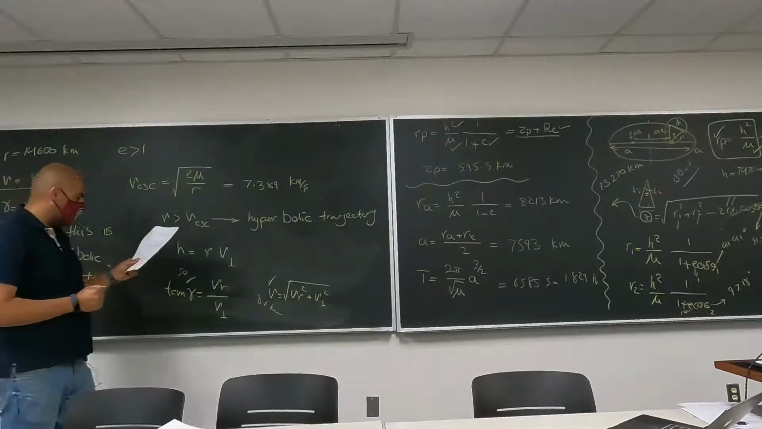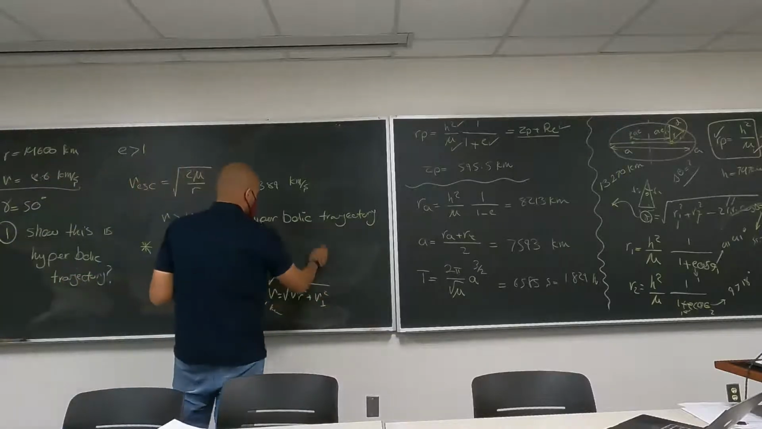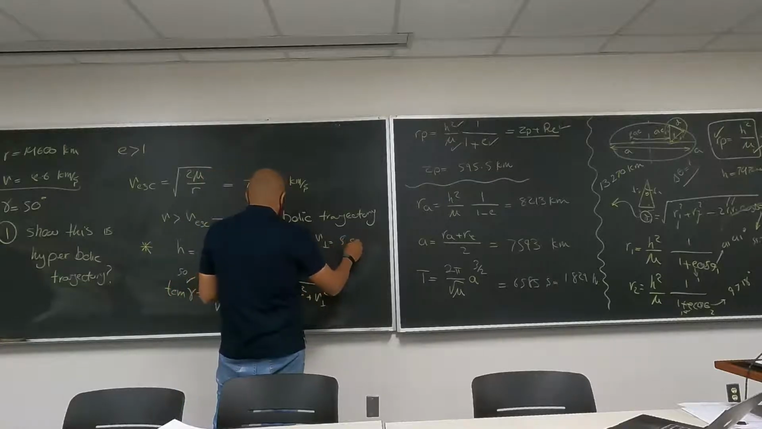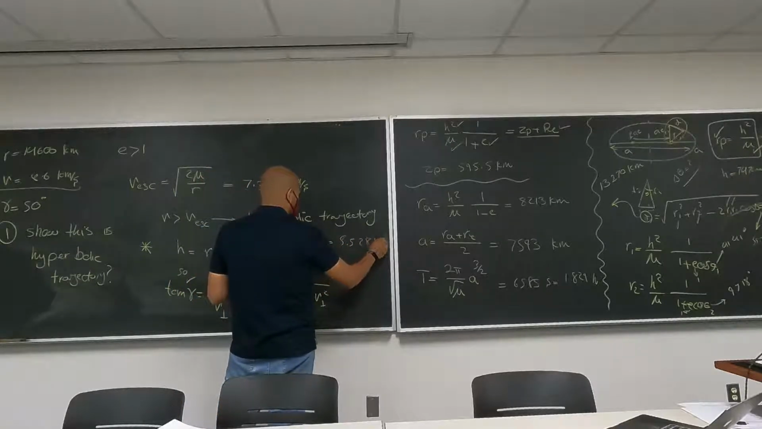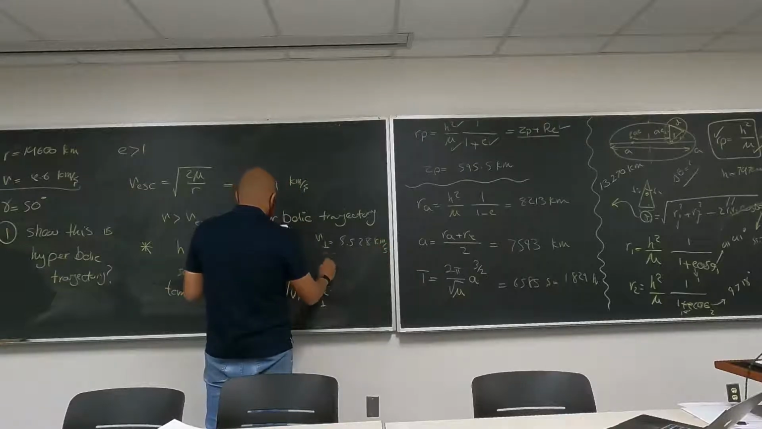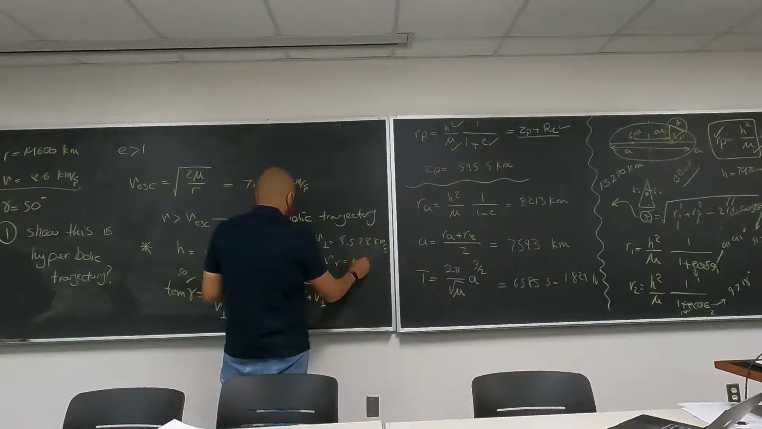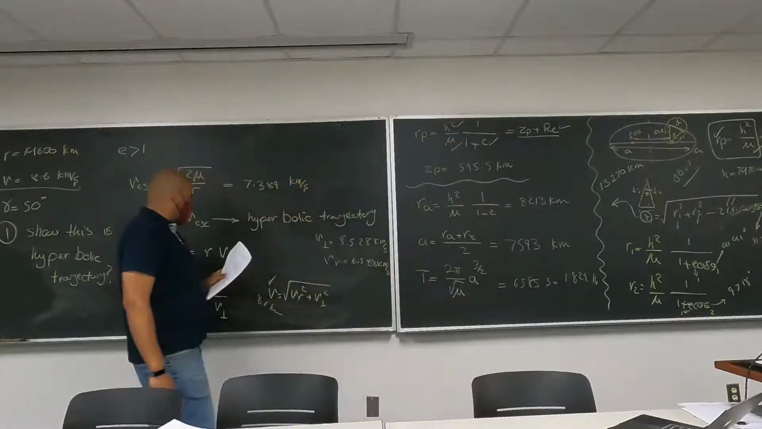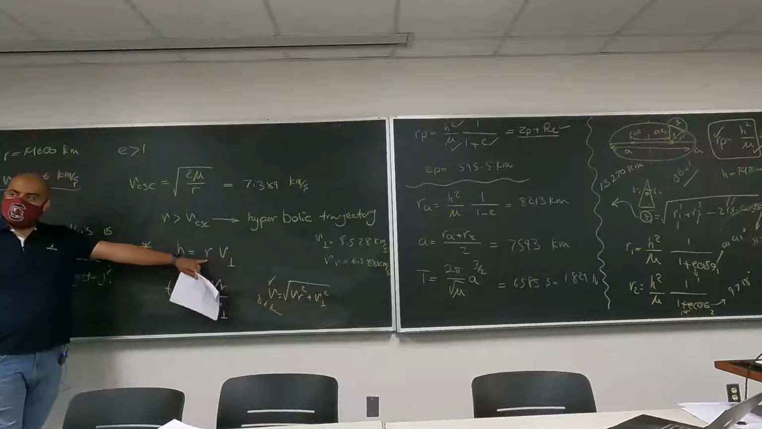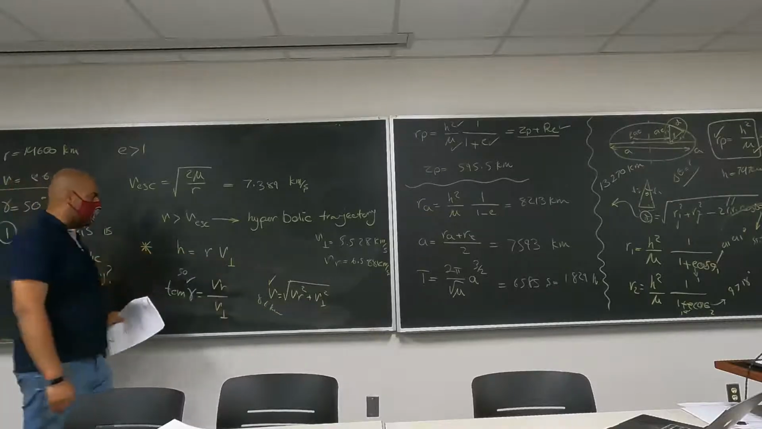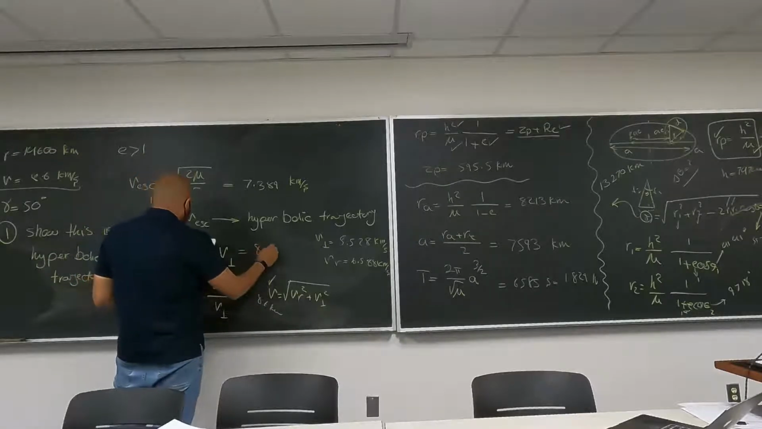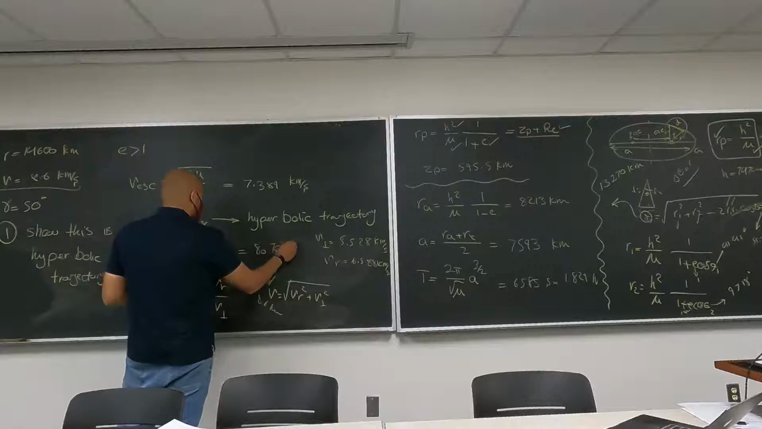Your V azimuthal is going to be 5.528 kilometers per second, which means that your V radial is going to be 6.588 kilometers per second. So we have the V azimuthal, we have the radius r, and just plug it in to get your angular momentum to be 80,708 kilometers squared per second.